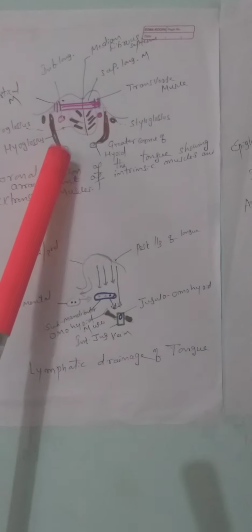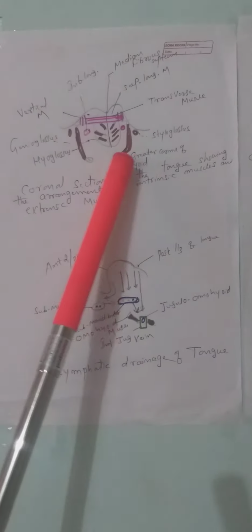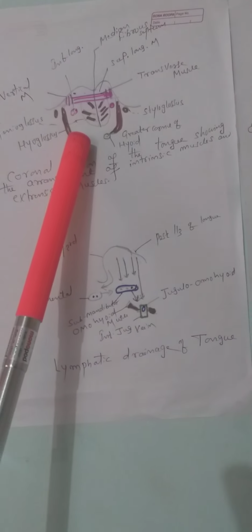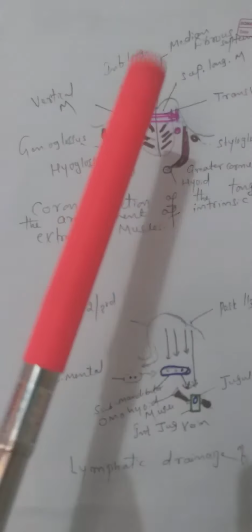Similarly, you can see the genioglossus, hyoglossus muscle. It is a hyoid muscle, hyoglossus, genioglossus, styloid process, styloglossus muscle. These muscles can be seen here. The 4 extrinsic, 4 intrinsic.